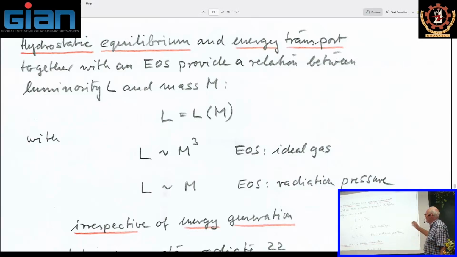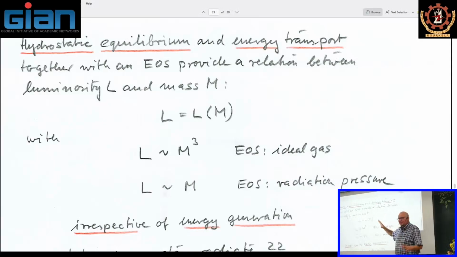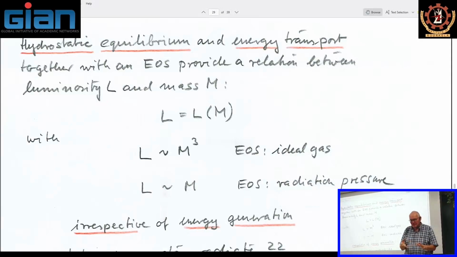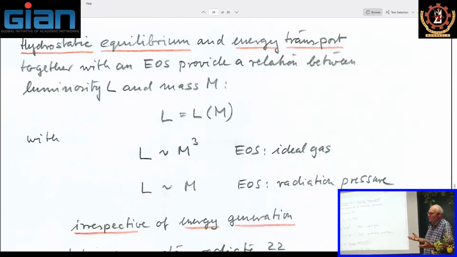Energy transport, in the form that temperature gradient and luminosity have to be related together with the hydrostatic equilibrium, leads to the result that the star has to radiate at a rate which is given by the mass-luminosity relation. We haven't said anything about the energy generation. Nothing. So the question, why does a star radiate? Well, you can answer this. This is simply due to the fact that the star is hotter inside than outside.